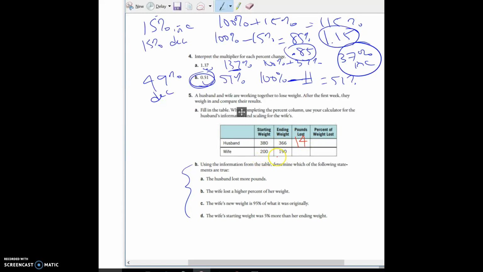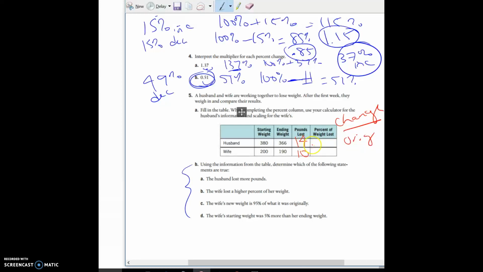And the wife, she also lost some weight. If I subtract, she's lost 10 pounds. Now, percent of weight loss or whatever, increase, decrease here. You always take the change divided by the original or the starting amount.